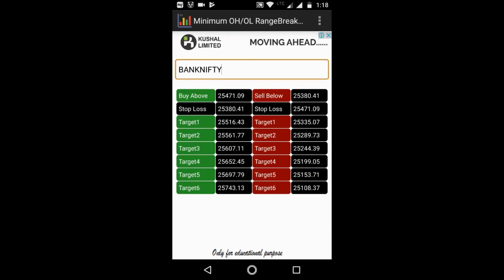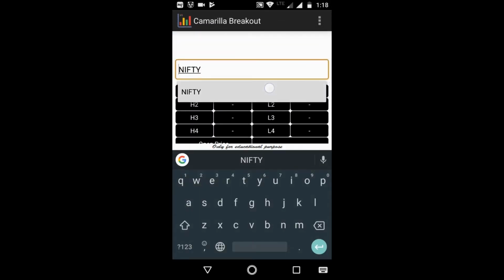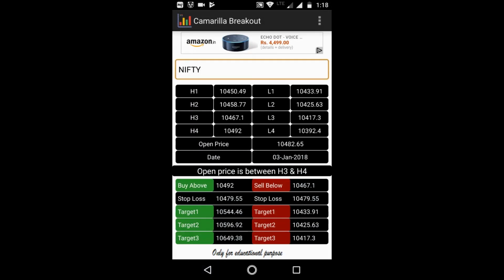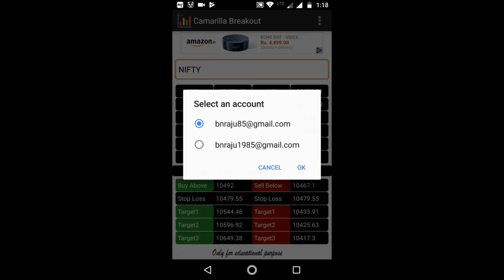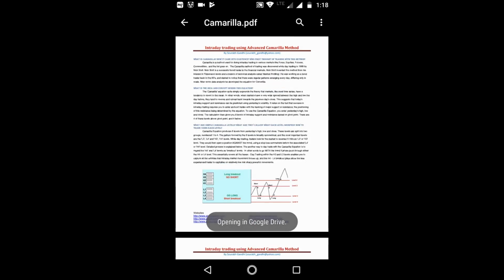Similarly, we have other strategies known as high-low range breakout and Camarilla. If you wanted to go towards a Camarilla breakout, yeah, here is your Camarilla breakout. If you're starting with a new strategy, go to the documentation, check the menu option and read about Camarilla. Here we have a description and the entire strategy has been documented.